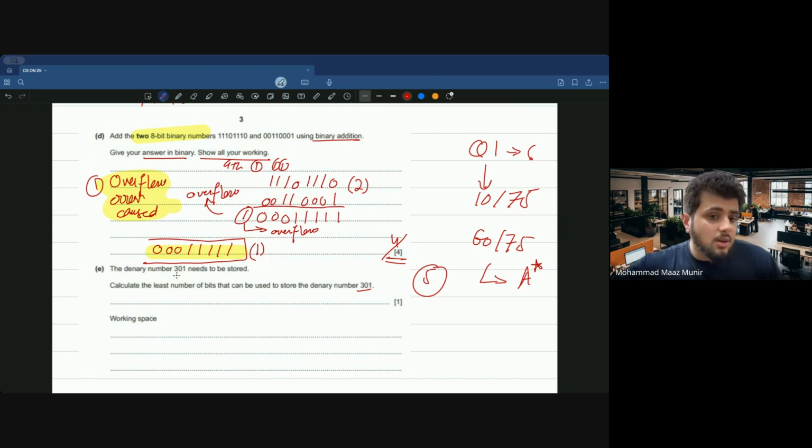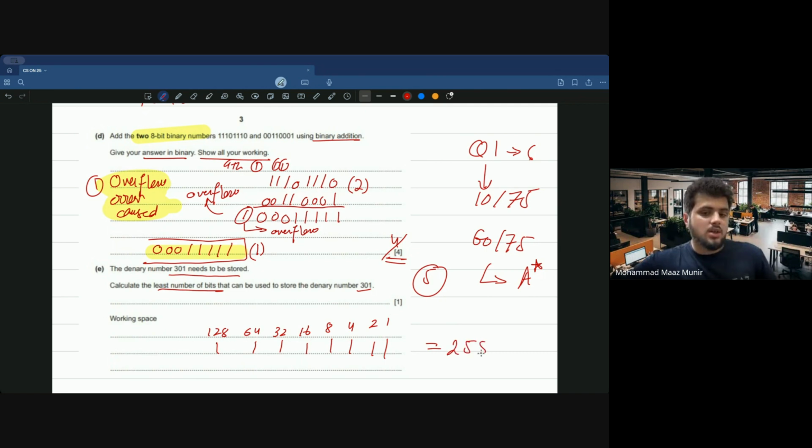So now the denary number 301 needs to be stored. It says calculate the least number of bits. Now there is a catch to this question. Remember, we usually deal with 1, 2, 4, 8, 16, 32, 64, 128. But there is a problem. If I put 1, 1, 1, 1, 1, 1, 1, 1, the maximum I can get is 255. But it says 301. How will I be doing that?